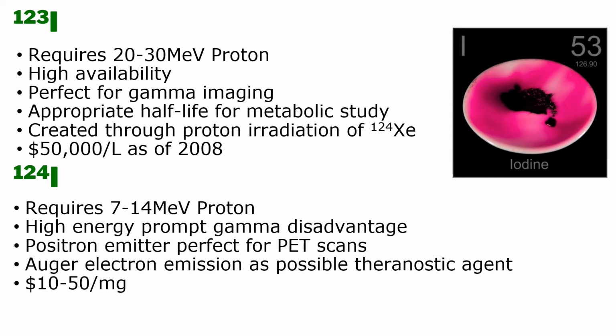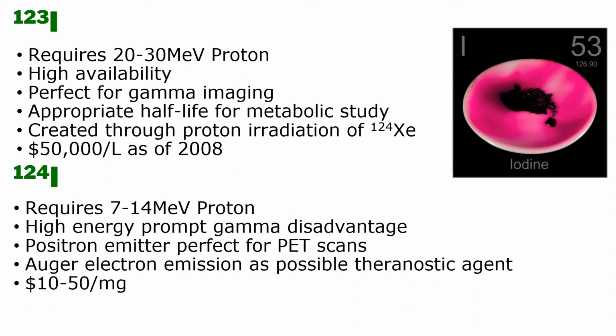Iodine-123 requires an intermediate cyclotron in order to produce. Availability is still high even with this, and it is useful as it is ideal for gamma imaging with a half-life that is desirable for metabolic studies. While the cost shown does seem high in comparison, only a small fraction of this liter volume is used in any procedure, bringing the overall cost much lower to those in need.